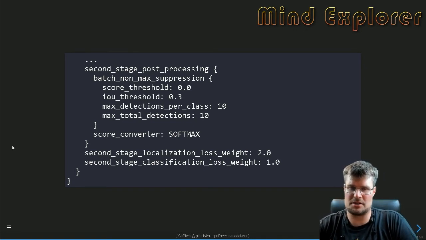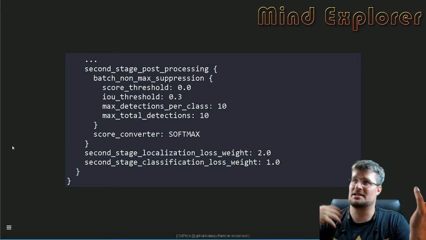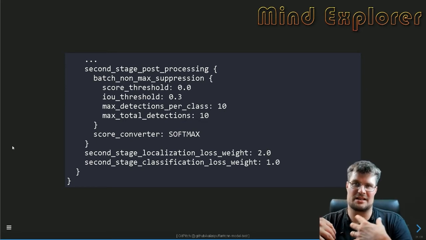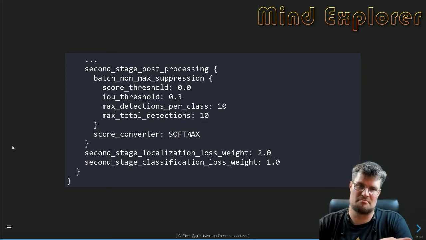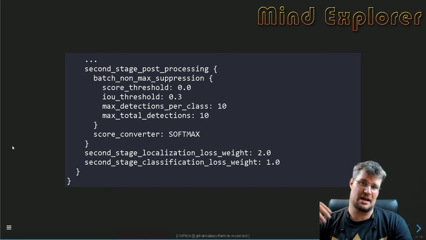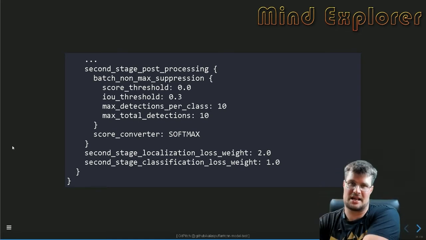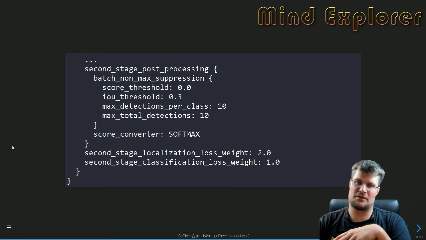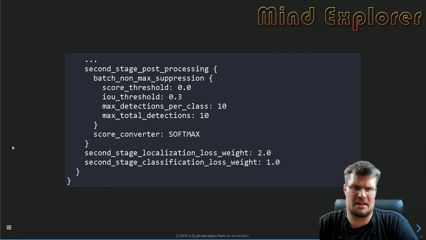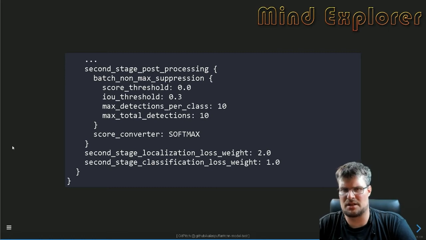And then we have the maximal detections per class. So if you, let's say, have images with airplanes, bicycles and cars, and you want to find 10 of each maximum, and a maximum total of them. So you could find 10 airplanes, 10 bikes and 10 cars, but you will not find 12 airplanes, for instance. And then we have a score converter. We use softmax, and I think that's reasonable as well.